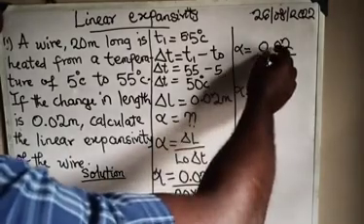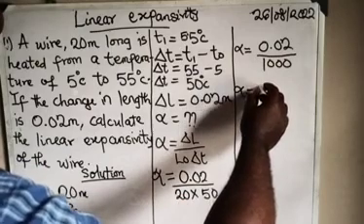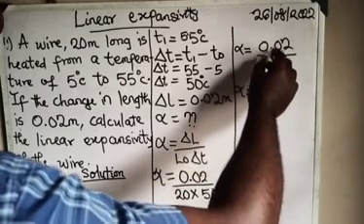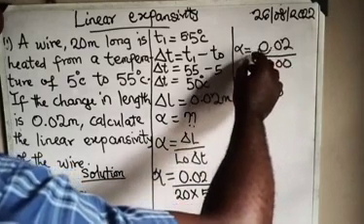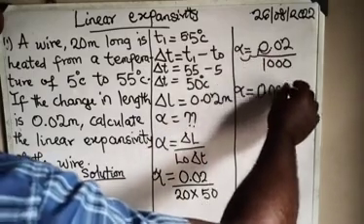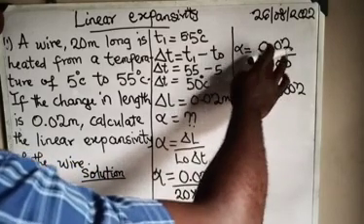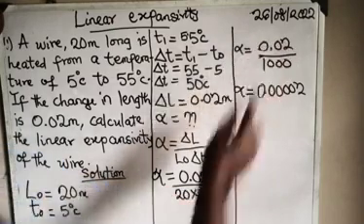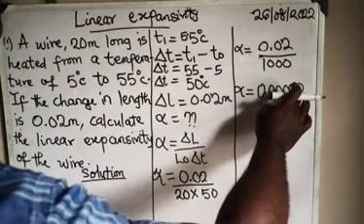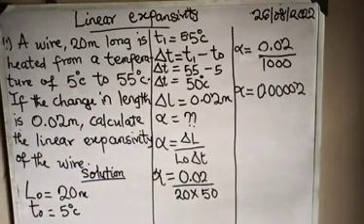If I move backwards 3 times, that will give us, I think, 0.00002. I think that should be the answer. Let's check. 1, 2, 3. Yeah, that's 0.00002.